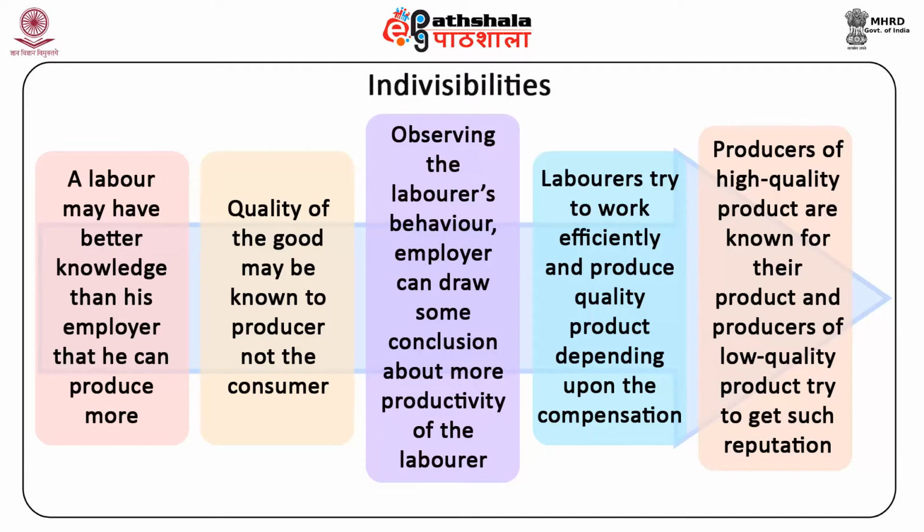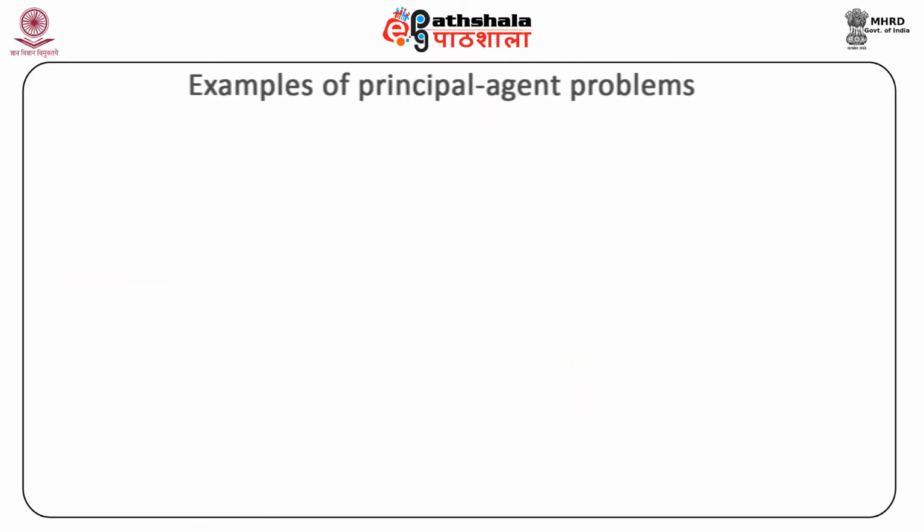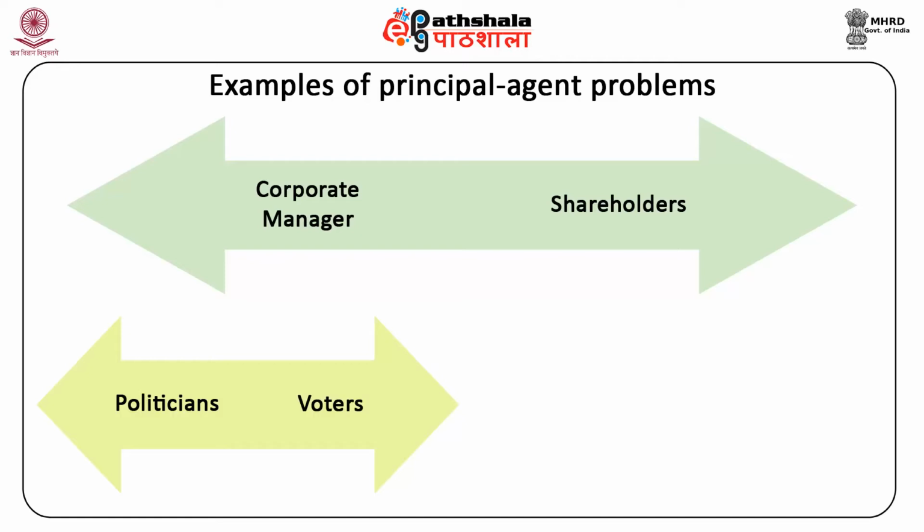The strategic interaction of economic agents is associated with study of behavior under asymmetric information. Thus, in order to study the behavior under asymmetry, we need to know how strategically economic agents are interacting to each other. Some of the examples of principal agent problems are corporate manager, that is agent, and shareholders as the principal, politicians as agents and voters as principal, employers as principal and employee as agent.